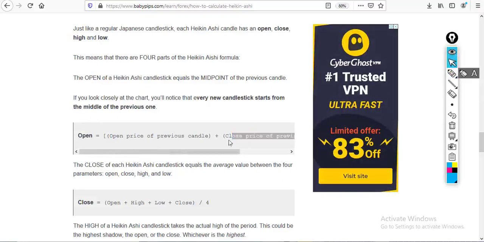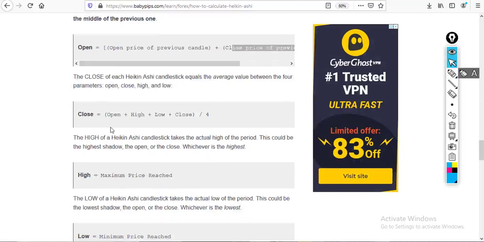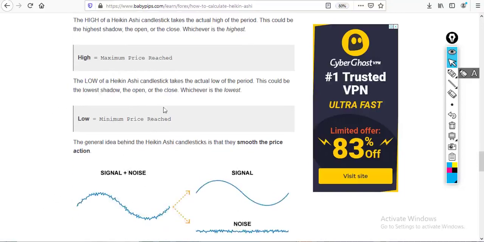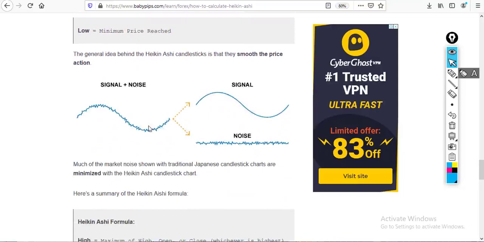And then the close of the Heikin Ashi is the addition of the open, high, low and close, divided by 4. That will give you the close of the Heikin Ashi. And then the high is the maximum price reached, and the low is the minimum price reached. And when this is done, what we have is a beautiful price action movement.